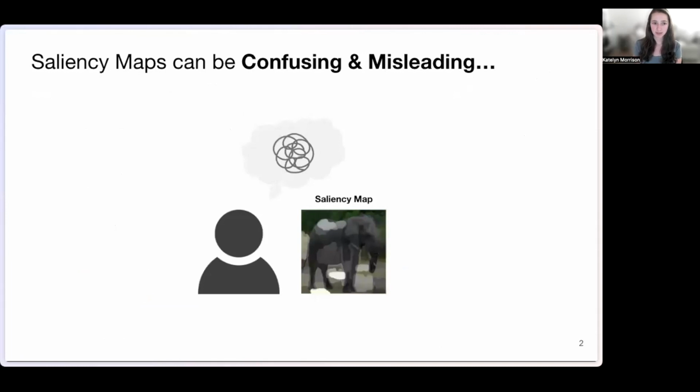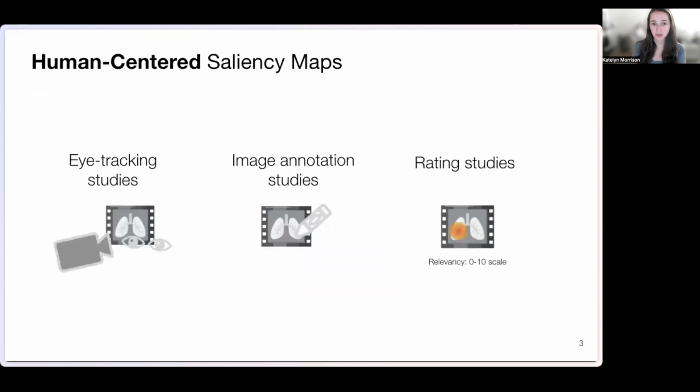Even though saliency maps were designed to provide insight into a model's prediction, there have been numerous studies now showing that they can be confusing and misleading to decision makers, hurting the human-AI team performance. With studies showing saliency maps to be misleading or confusing, several follow-up studies explored ways to design more human-centered saliency maps by trying to understand human perception. Past work has used a variety of approaches to understand how saliency maps align with human perception, including but not limited to eye tracking studies, image annotation studies, and rating the relevancy of the saliency map.